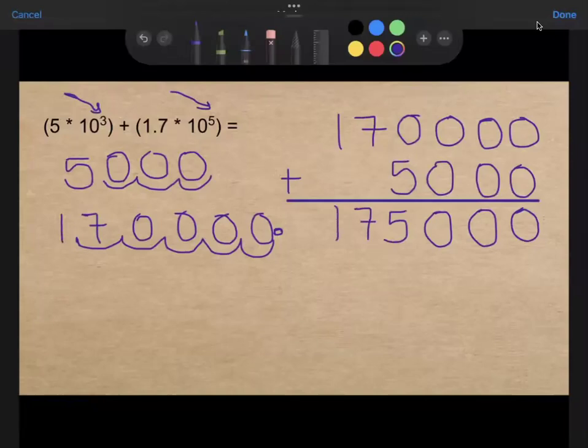Now I need to rewrite this in scientific notation, which means I need to take the decimal that is currently here and move it so it is over here. To do that, I need 1, 2, 3, 4, 5 spaces. So this is going to be 1.75 times 10 to the 5th power as our final answer.